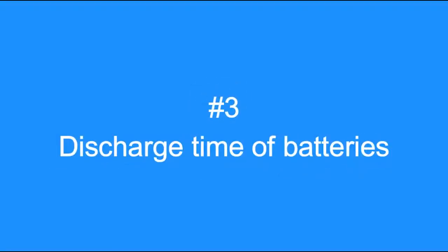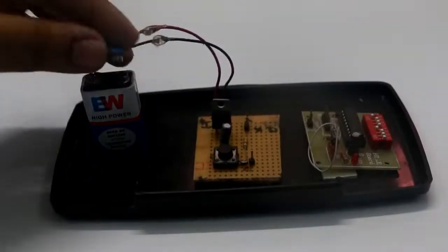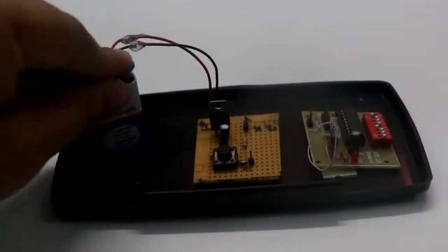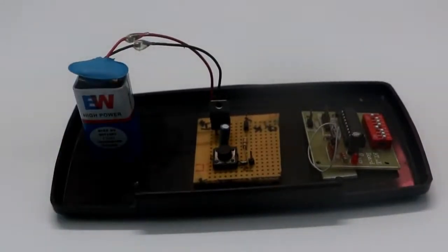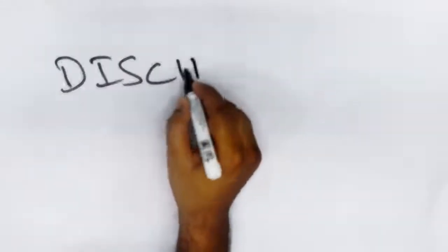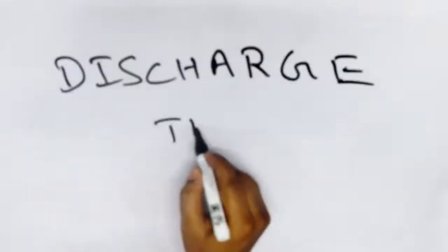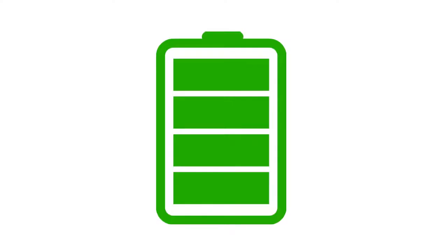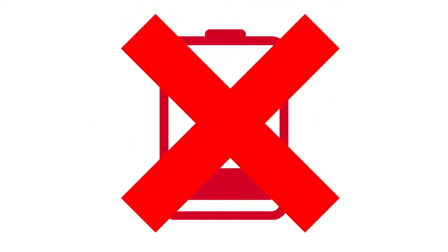Tip number 3. Discharge time of batteries. When you want your design to be mobile, you need to power it with batteries. The most important step while doing this is to calculate the discharge time of a battery. This is because if you attempt to discharge the battery capacity more than a defined level, your battery will be permanently damaged.